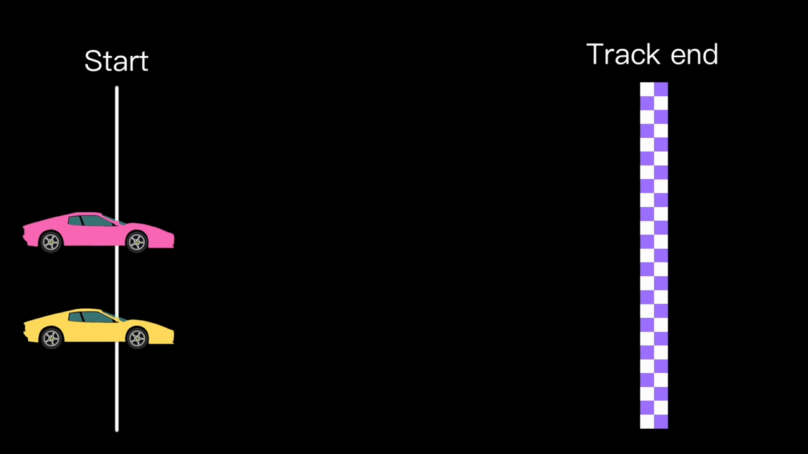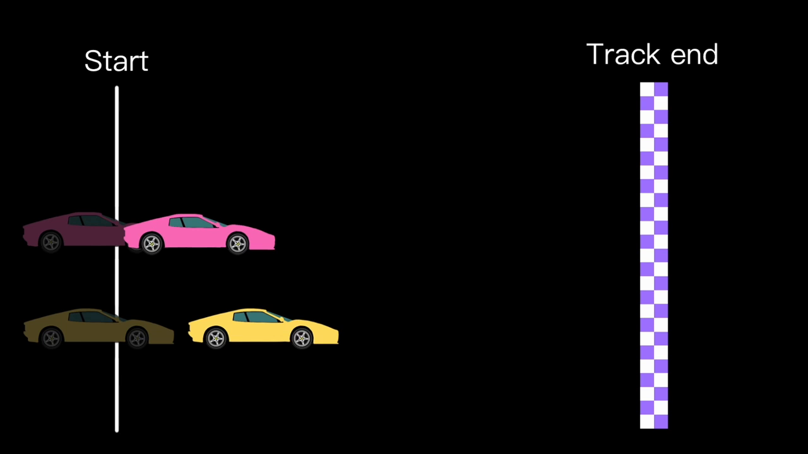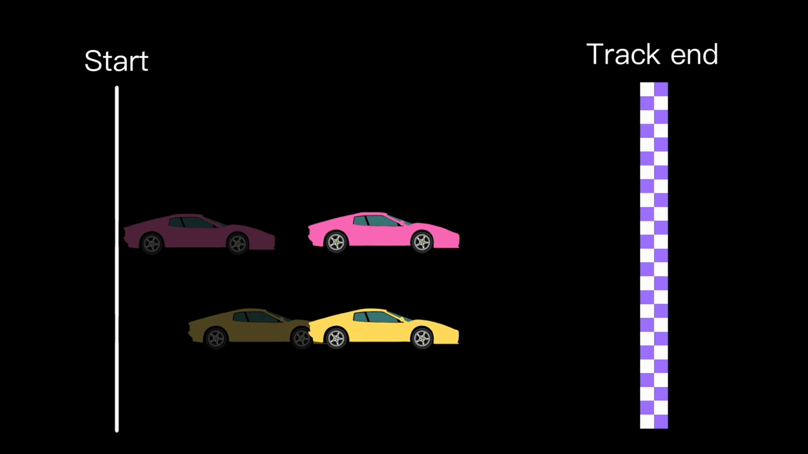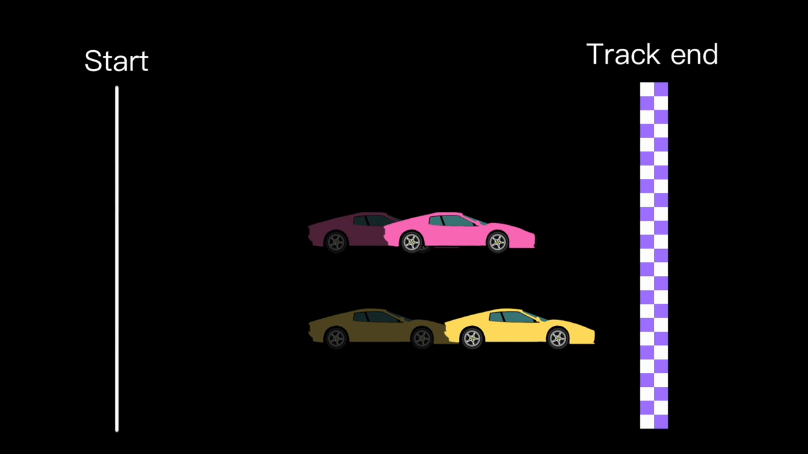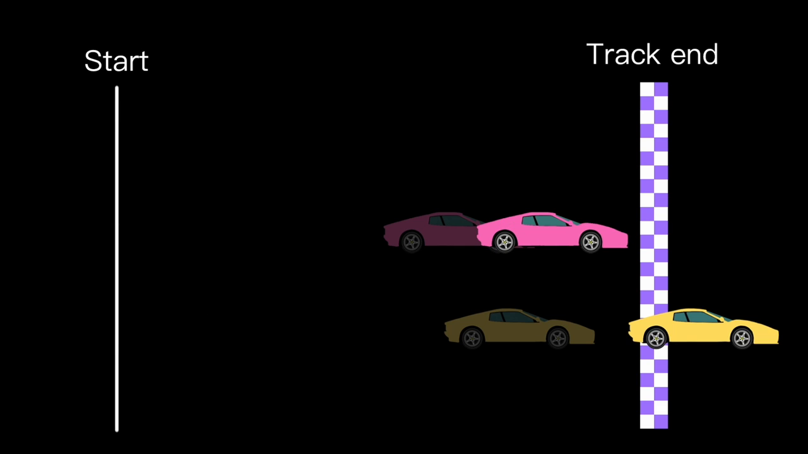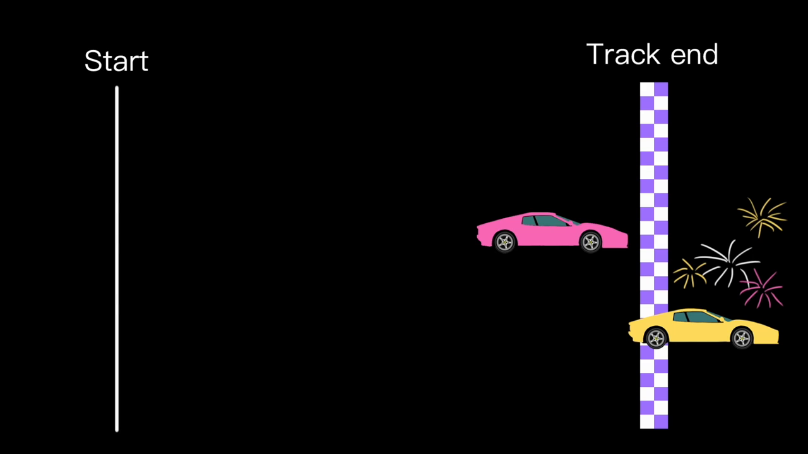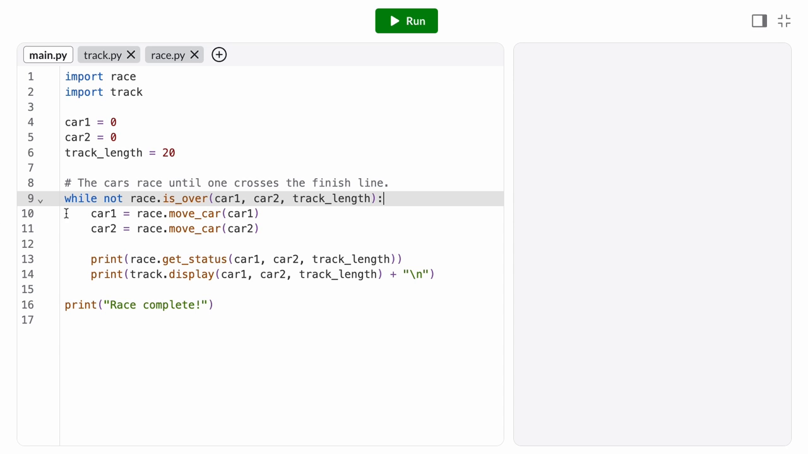Let's apply test cases to debug a racing game. Our game prototype has 2 cars that race on a straight track. Each round, the cars move forward a random number of spaces, and whichever car passes the end of the track first wins. Let's take a look at the code we have so far.